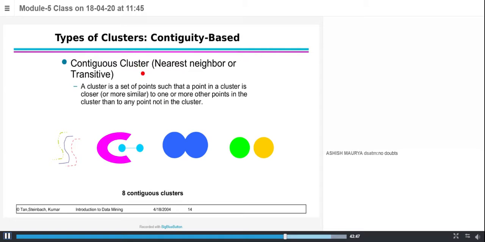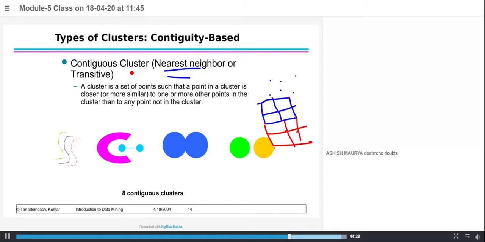Next thing is the contiguous cluster, or we can say nearest neighbor or transitive clusters. Whenever we have a lot of points, I can represent them like this also. Assume I have a point here, a point here, a point here, and more points like this, something like that.